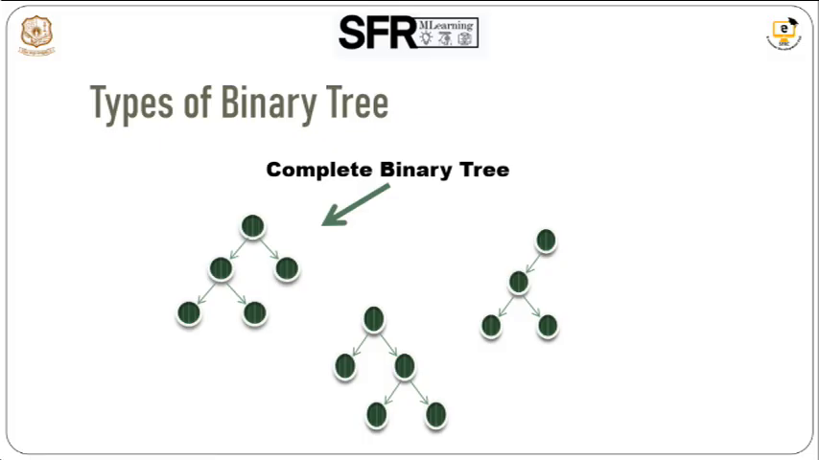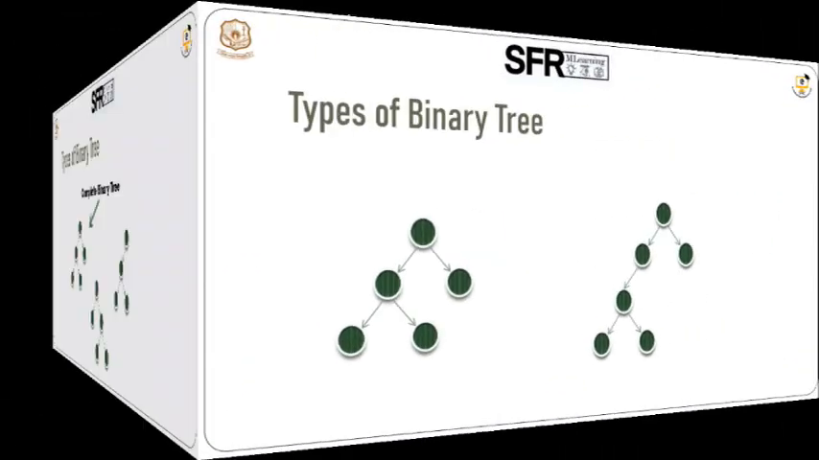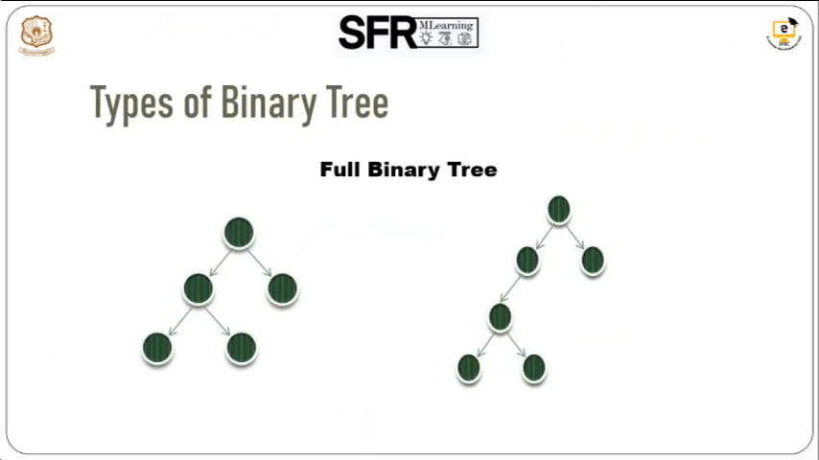If you look at the middle tree, all levels are filled, but the last level is not filled from left to right, it is filled from the right side only. That is, the leftmost children are missing. So it is not a complete binary tree. In the third binary tree, at level 1, one node is missing. So it is also not a complete binary tree. The next type of binary tree is the full binary tree.